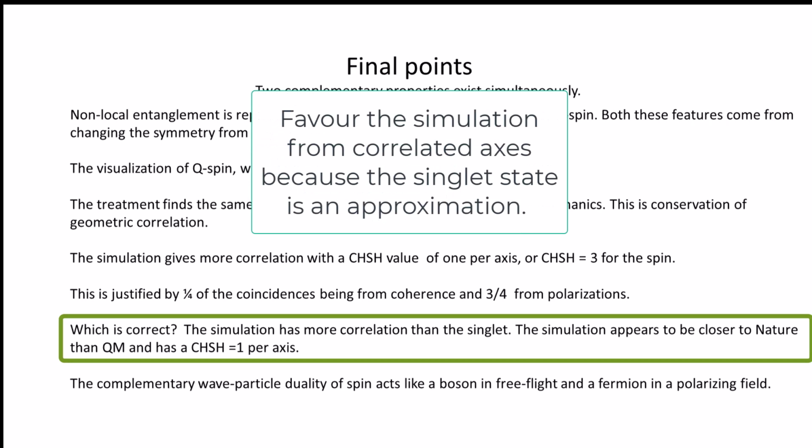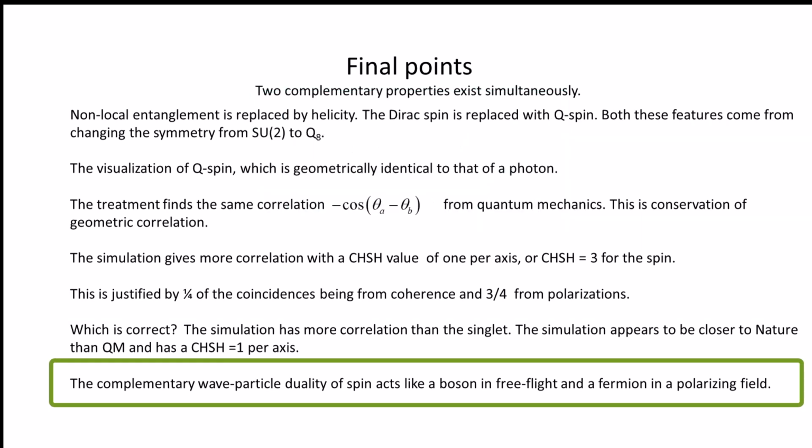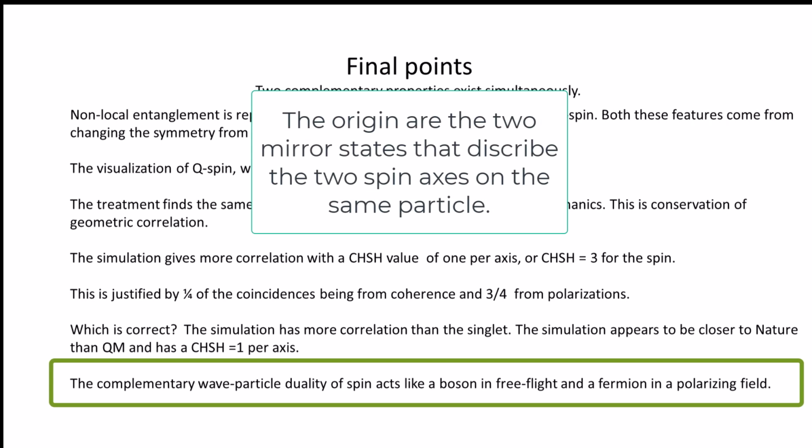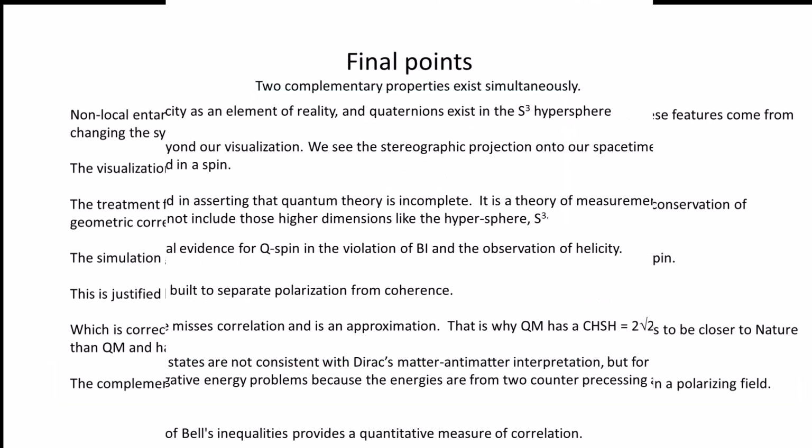I favor the simulation because the singlet state is an approximation and misses correlation from those outer terms that we spoke of. The complementary wave-particle duality of spin acts like a boson in free flight and a fermion in a polarizing field. The formulation of this is the 2 mirror states describing the 2 axes of a spin on the same particle, rather than the matter-antimatter pair that Dirac used.